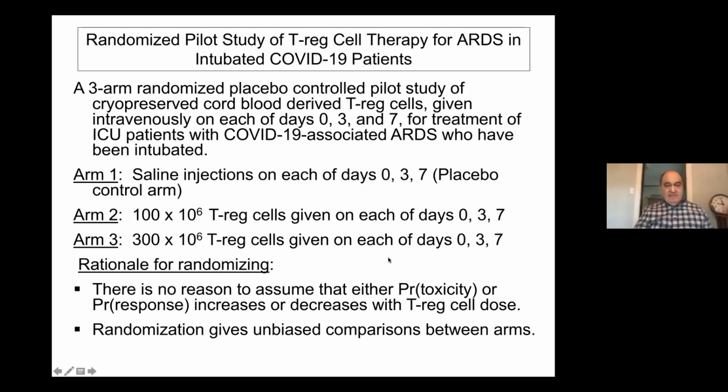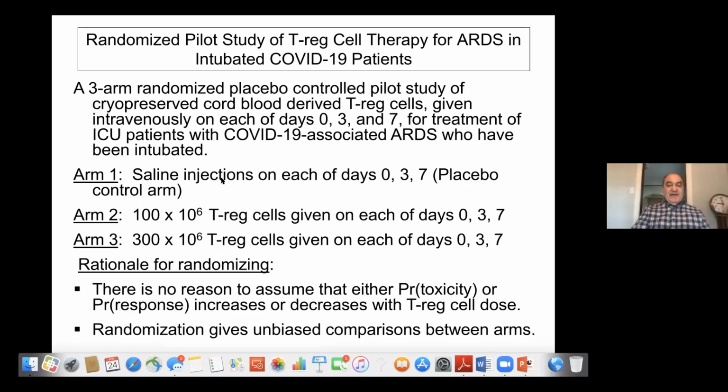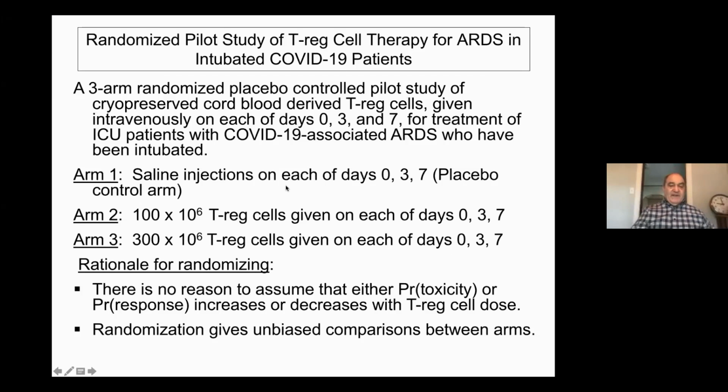So I didn't know that I have time for this, but let's actually go through it. This is a trial we're running right now. So one of the stem cell therapy people said, well, I want to use Treg cells for ARDS for COVID-19 patients that have been intubated. So this is last ditch therapy to see, can you save them? So we've got 3 arms and one of the arms is a placebo, just saline injections. And you're going to give this to them on days 0, 3, and 7. And these patients have been intubated. Okay. So arm 1 is just saline injections.